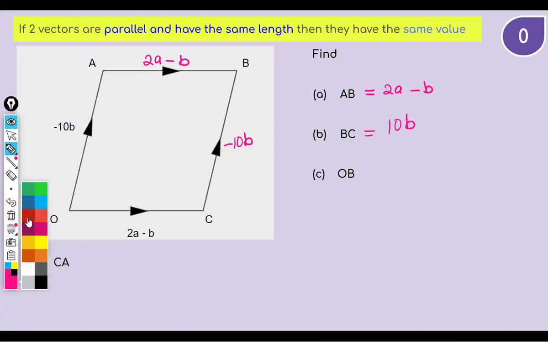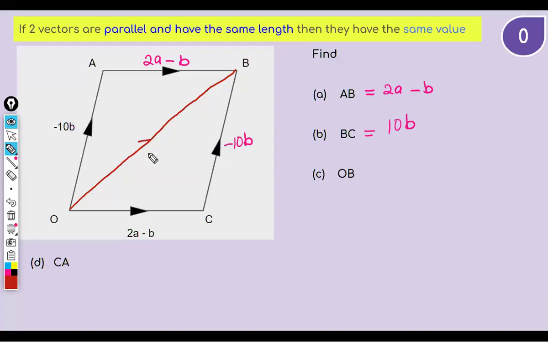The next part of the question asks us to find OB. Let's connect O to B. There are three ways we could go from O to B. We could walk the red road, which doesn't have a value. In fact, it's impossible to find OB by walking on the red road. So to walk from O to B, we have two choices. We're starting at O. Walk from O to A, then A to B. You could use the top roads, or you could use the underneath road, OC and C to B. You're going to get the same answer.